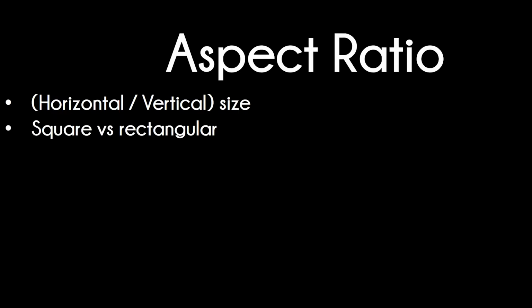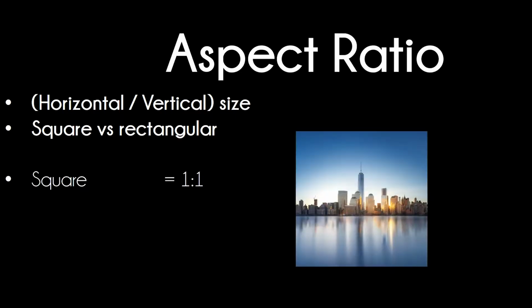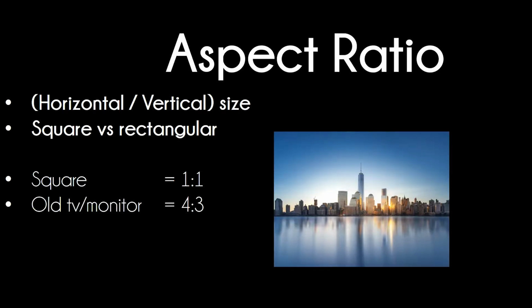Next up is aspect ratio. The aspect ratio is the ratio between the horizontal and the vertical size of your image. It defines how square or rectangular your image or monitor is. So take for example a square aspect ratio. That's got an aspect ratio of 1:1. Then we go to the aspect ratio of most old TVs or old monitors, which is 4:3. That means if your image was 4 inches wide, it would be 3 inches tall.